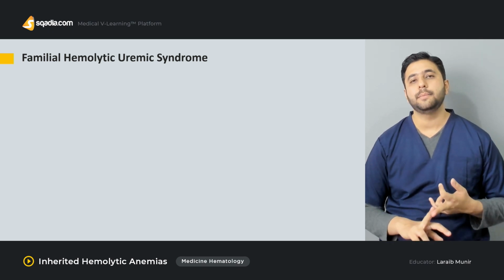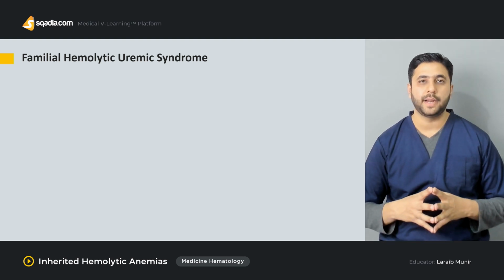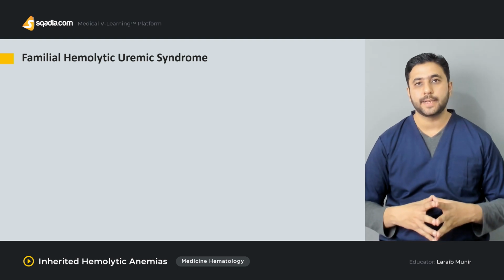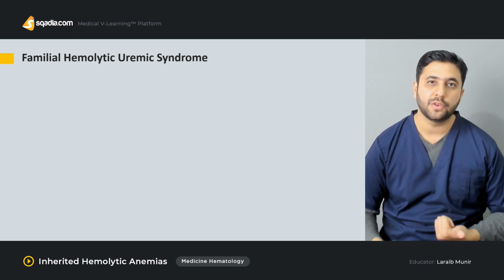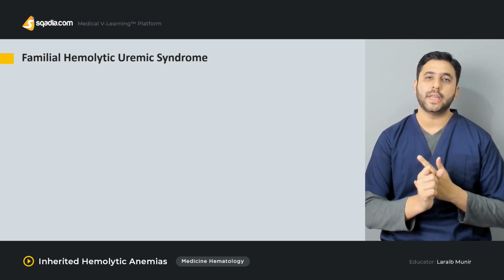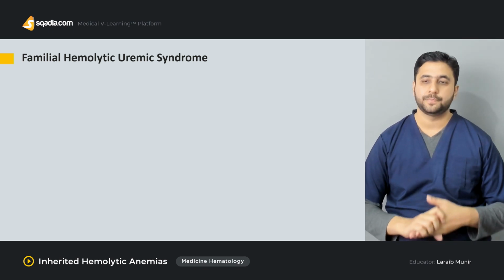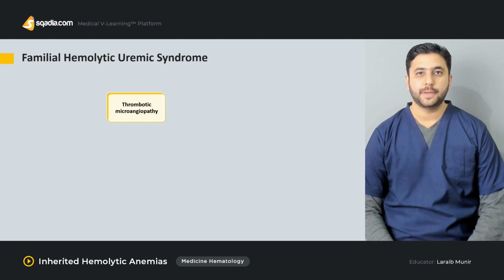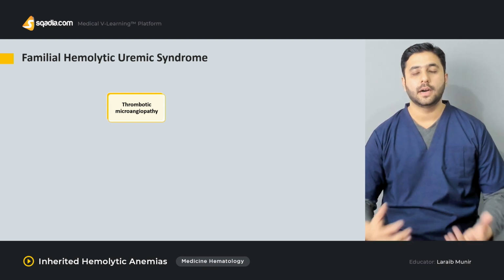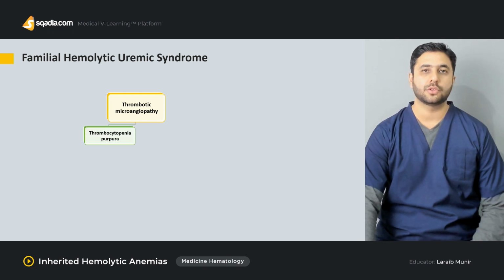Uremia is basically because when the thrombus forms in the renal blood vessels, it compromises the blood supply to the kidney, and over a long period of time, it can lead to the development of uremia or renal failure. So the triad of hemolytic anemia, thrombocytopenia, and uremia is what defines hemolytic uremic syndrome. There will be a thrombotic microangiopathy because of the thrombosis. The vessels will be damaged, and there will be hemolysis of the RBCs because of the platelet consumption by the thrombus.